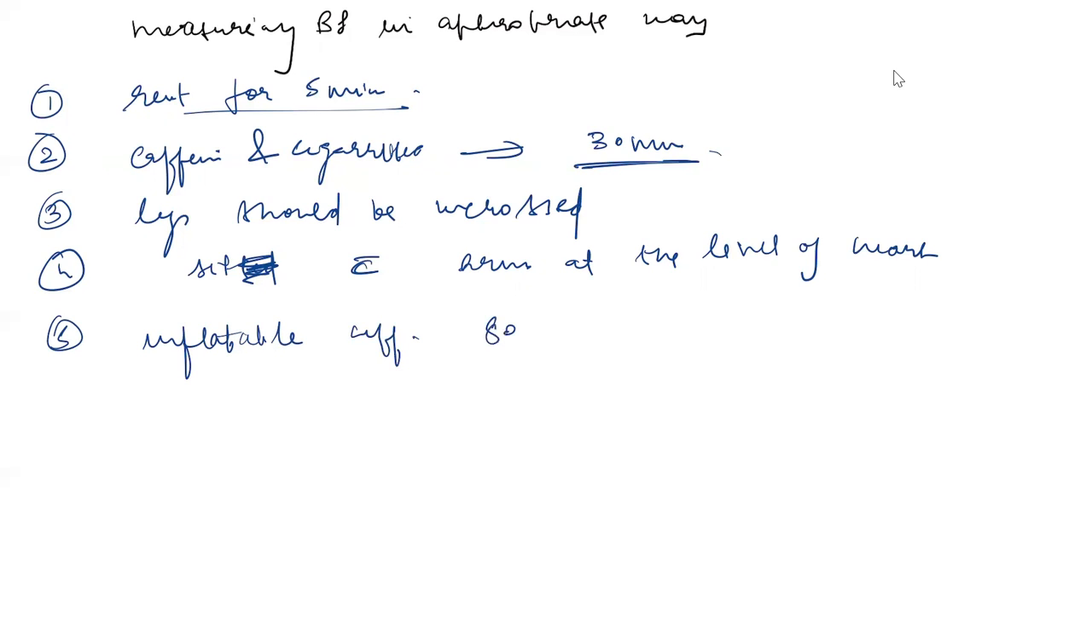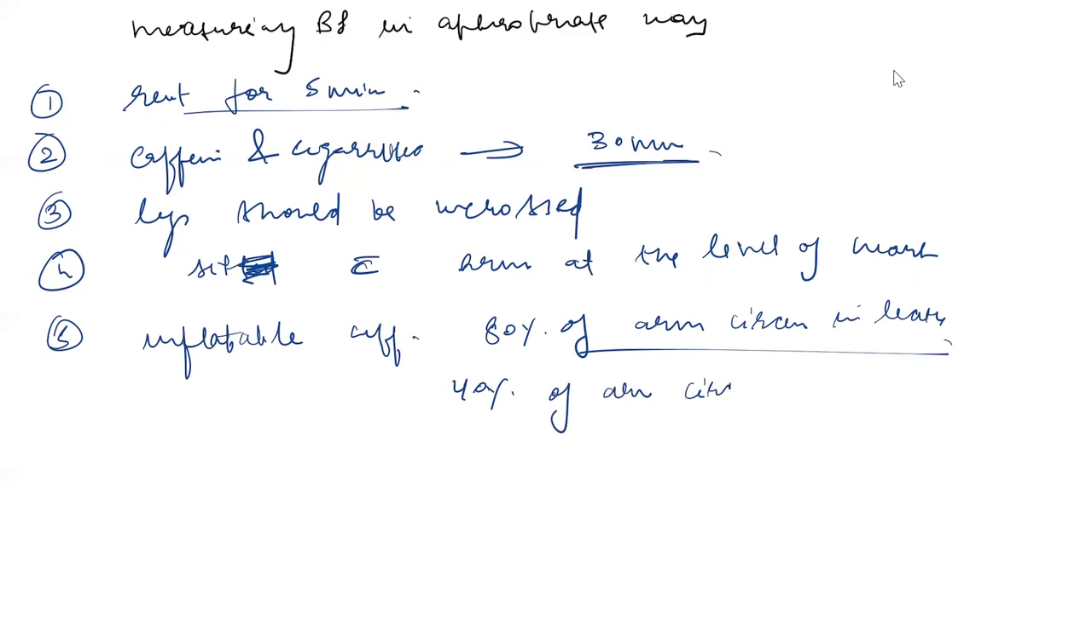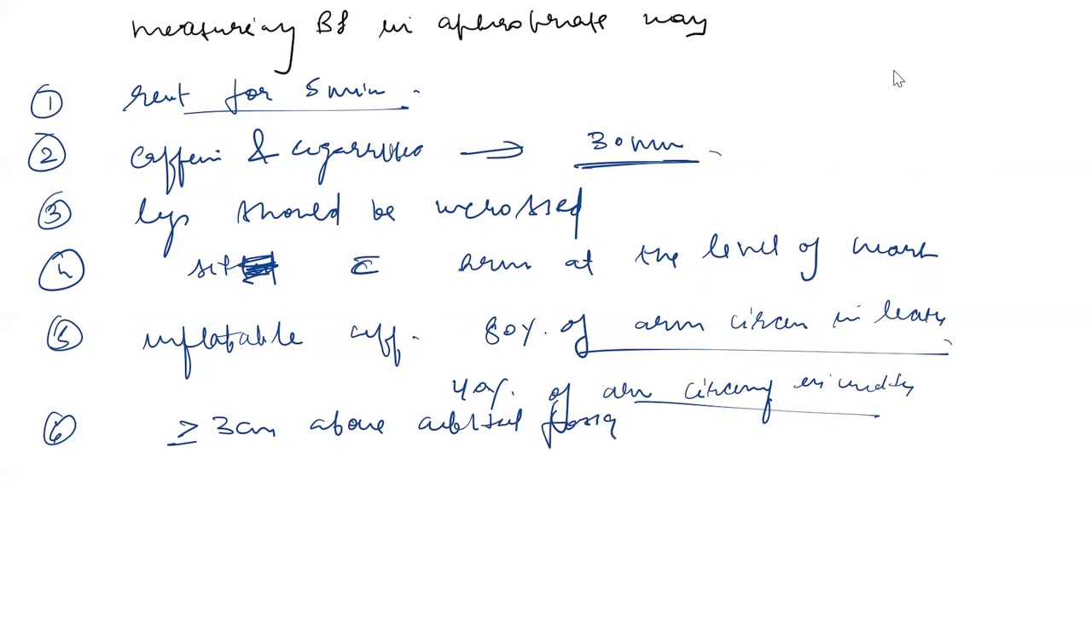should cover 80% of arm circumference in length, and it should be 40% of arm circumference in width. This is the measurement of an appropriate BP cuff, and it should be tied 3 cm above the cubital fossa. That is, the lower point should be 3 cm above the cubital fossa.